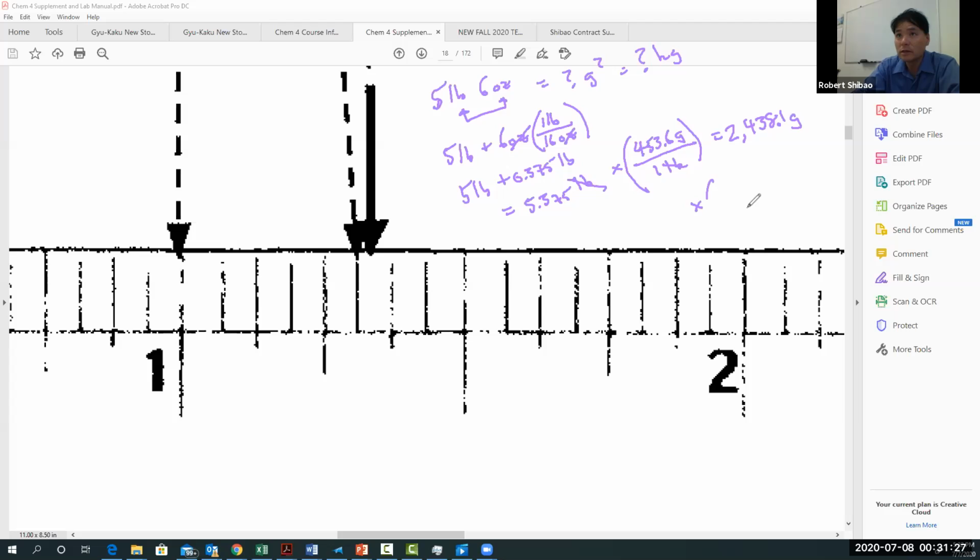Well, I can also do this. I can convert this into kilograms. This is the incorrect number of sig figs. So if I only have 2 sig figs, this is going to be 2,400 grams. And then over here, I can convert it to kilograms. 1 kilogram is exactly 1,000 grams, so the grams cancel and give me kilograms. That's going to be 2.4381 kilograms, which is going to just be 2.4 kilograms, according to the sig figs that I have here.